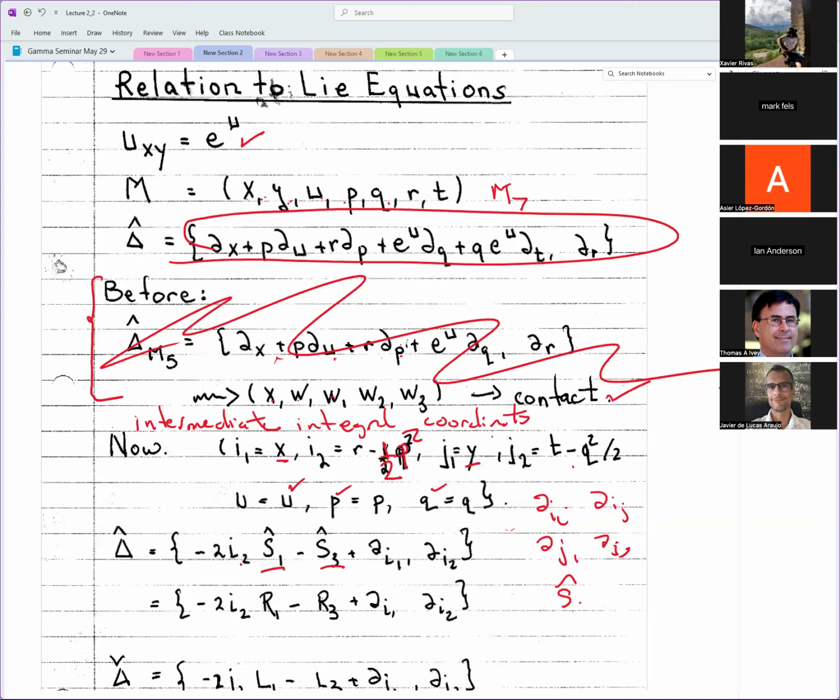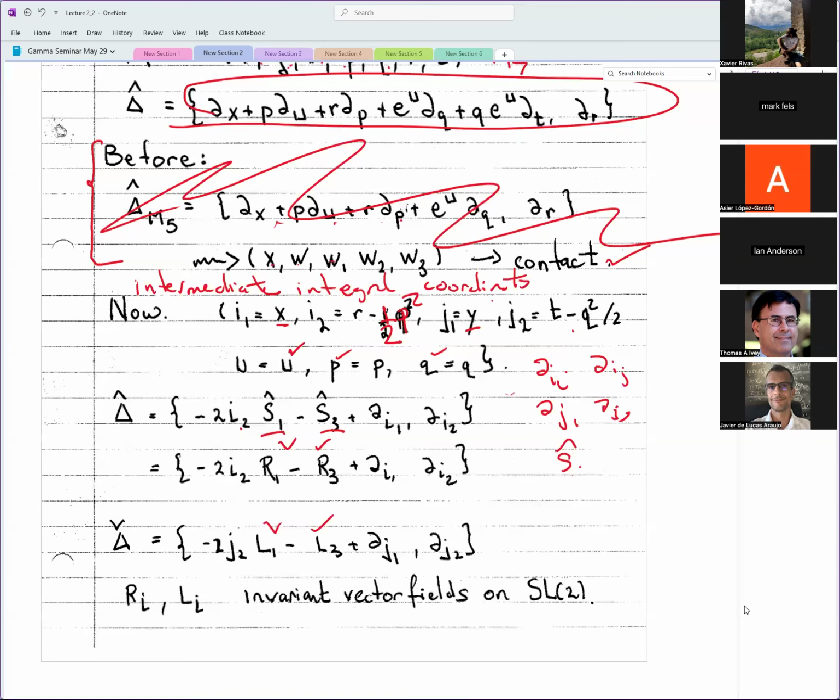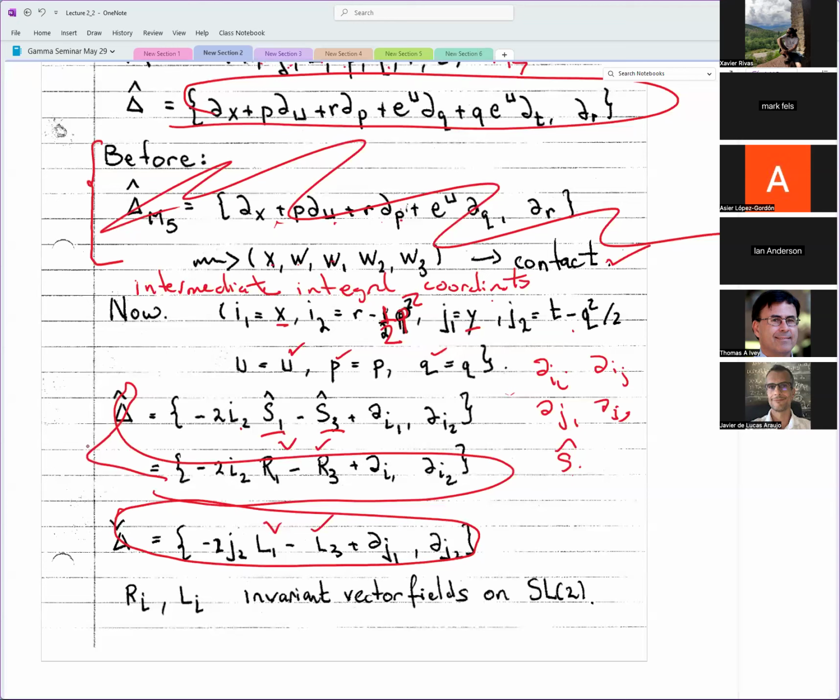Now, as I said, these 3 vector fields, S hat and S check, are pointwise independent, and the S hats and the S checks have the same span. So if I want, I can think of these 3 vector fields, S hat and S check, as being the right invariant vector fields and the left invariant vector fields on the Lie group SL2. Okay, and so there's a nice formula for the characteristic distributions in terms of left and right invariant vector fields on SL2.